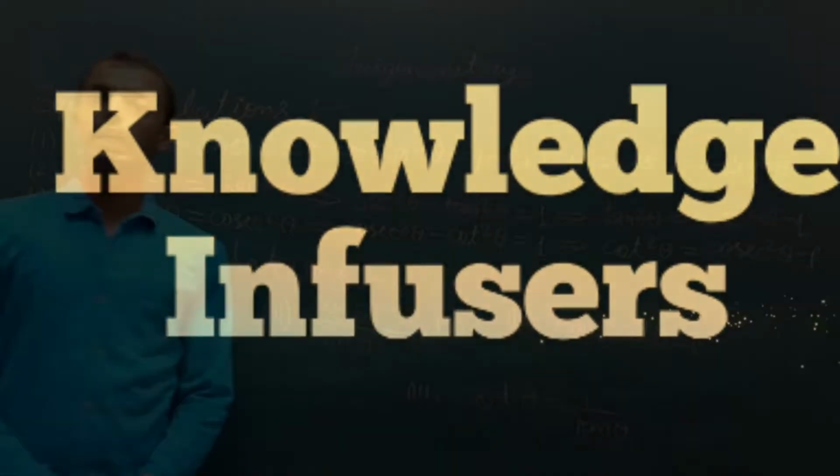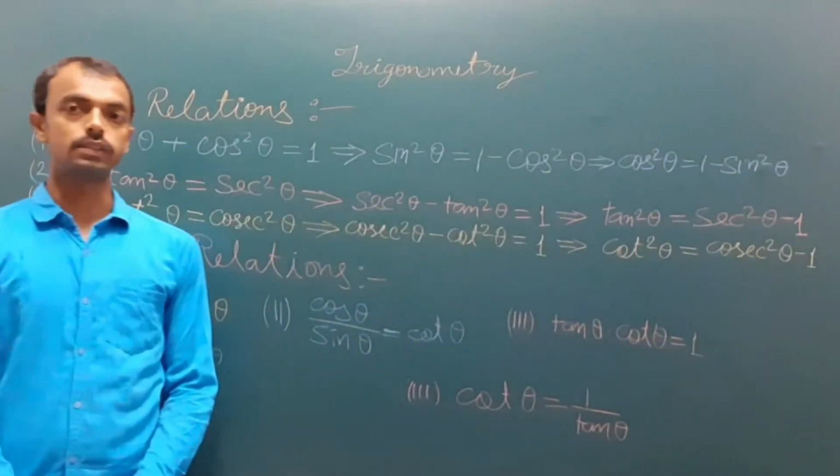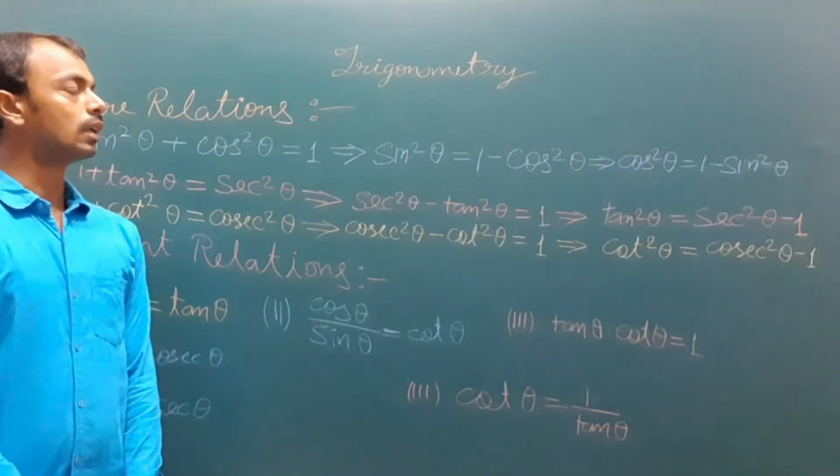We have studied the basic trigonometric ratios and the values of various angles up to 90 degrees. Now we will study the square relations between a few trigonometric ratios and a few more things. Okay, so let's start. Students, here are a few relations between trigonometric ratios.